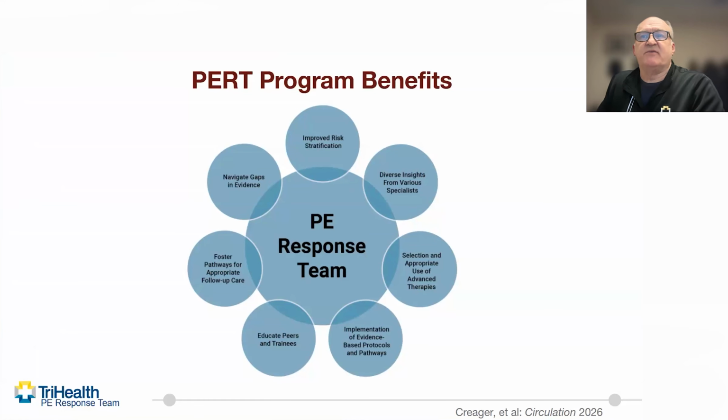So all this brings us to the benefits of a PERT program. And it's important to recognize that since the guidelines generally aren't reissued any sooner than every 3 or 5 years, and studies have shown that a quarter of all recommendations get revised, the guidelines typically lag behind the evidence. And this is where it's important for different disciplines to offer insight and to navigate that evidence to select the most appropriate therapies. And you can see from these bubbles here that with a PE response team, you can get improved risk stratification, a diversity of opinions on the appropriateness of different therapies, implementing evidence-based protocols and pathways, and navigating the gaps in evidence to ultimately provide the patient with the most appropriate care.